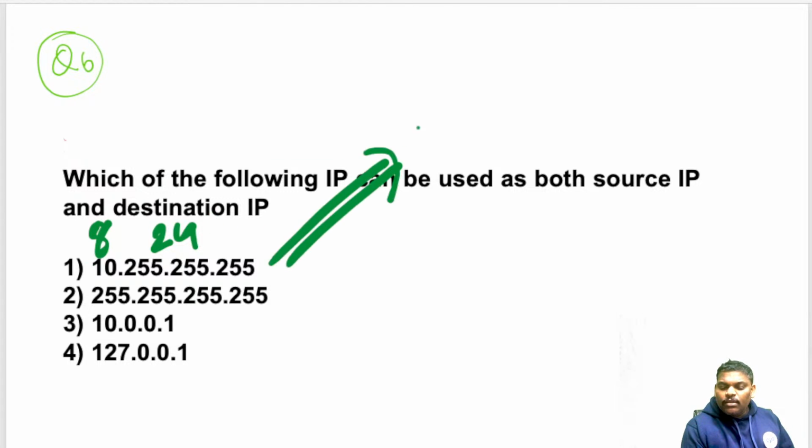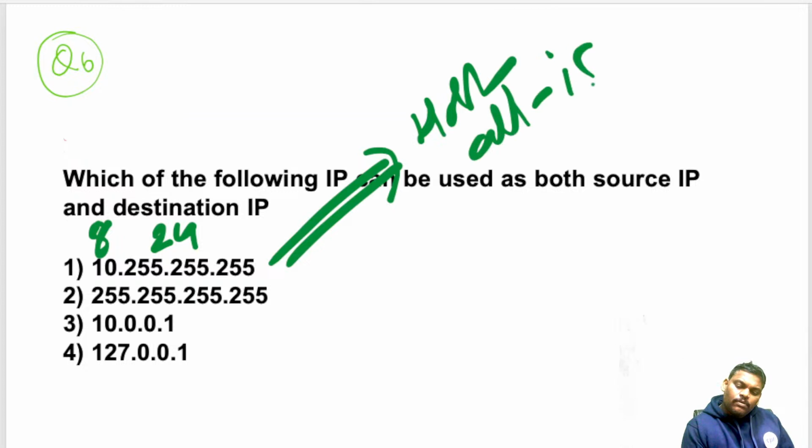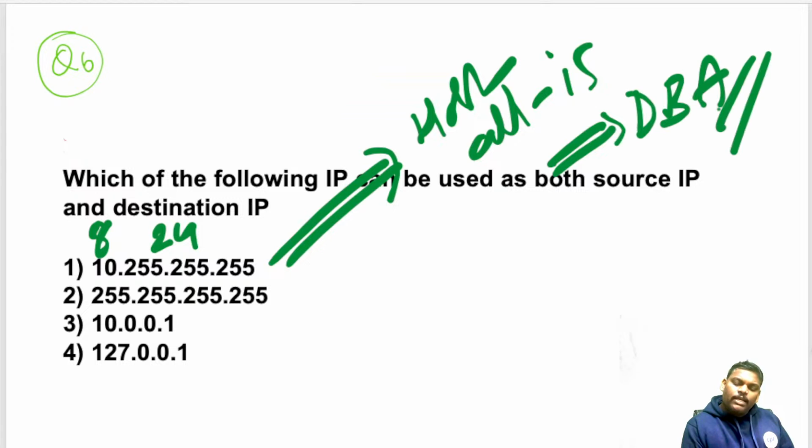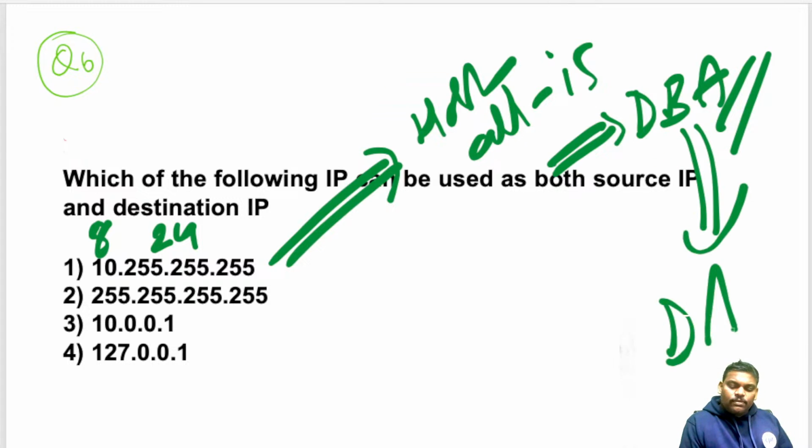If you keep the total host area all ones, it is called DBA, direct broadcast address. DBA will be used as a destination address. Host ID all ones is DBA, direct broadcast address, and this will be used as a destination address.